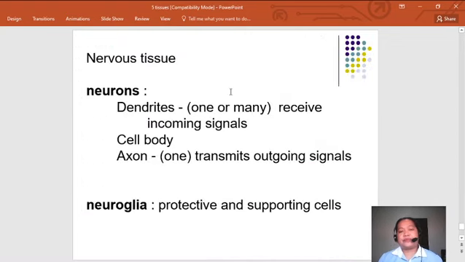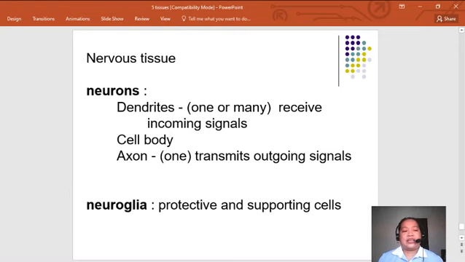And lastly, the type of tissue is the nerve tissue. The neurons consist of the following parts: dendrites, cell body, and the axon. The dendrites receive the incoming signal, while the cell body processes the signal and the axon transmits the outgoing signal. Neuroglia are the protective and supporting cells.